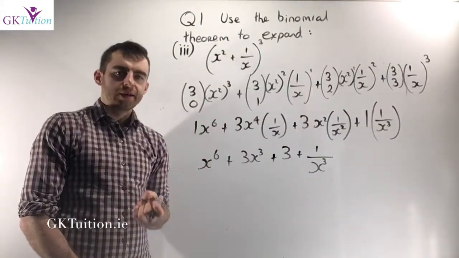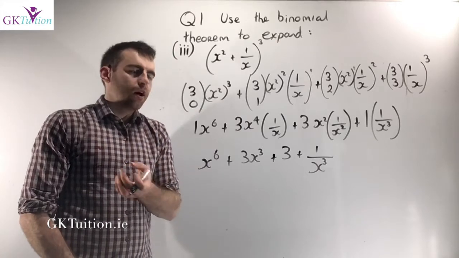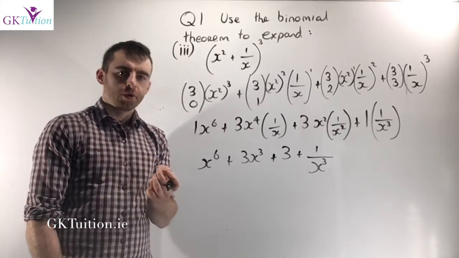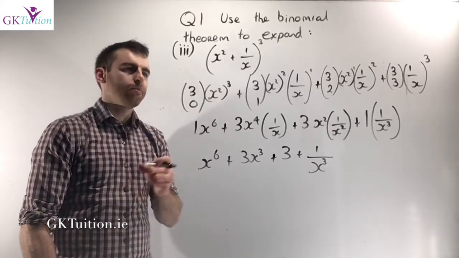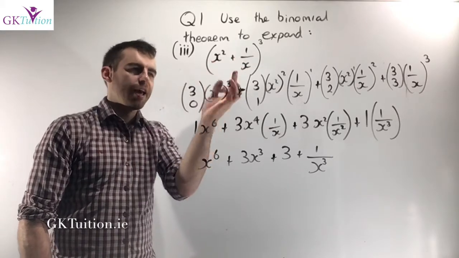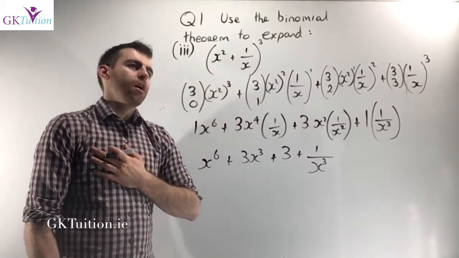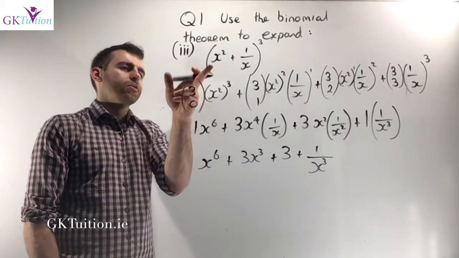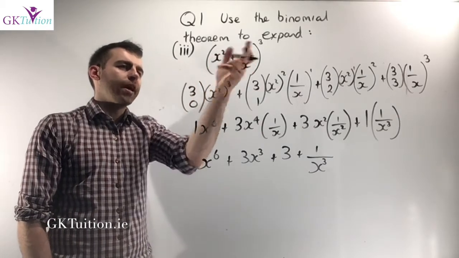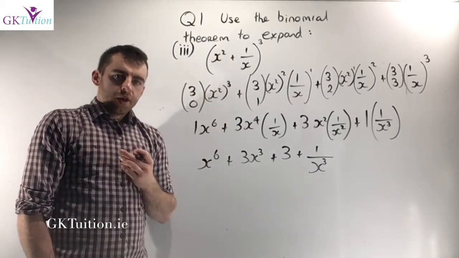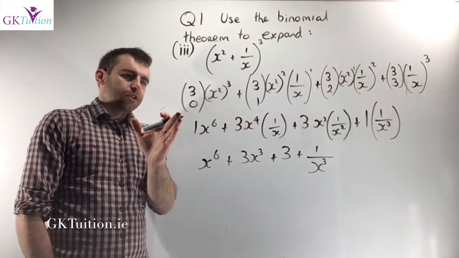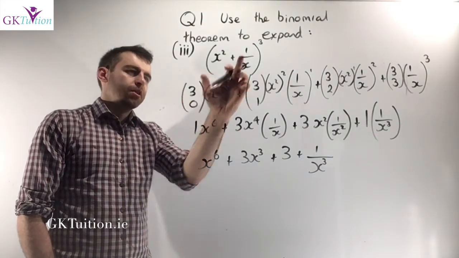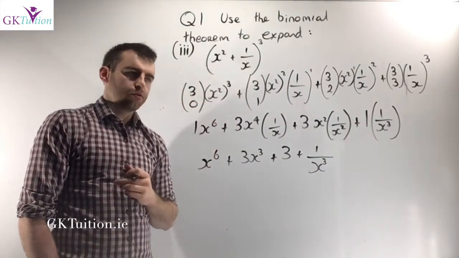Okay, this is the really important one. Often you'll notice, if you're going through your book, or even questions that have come up in mock papers, that they often have an x on the bottom of a fraction. I could ask you to use the binomial theorem to expand x squared plus 1 over x to the power of 3. So in that case, it's 3 choose 0, and it'll be the first term to the power of 3, so it'll be x squared to the power of 3.